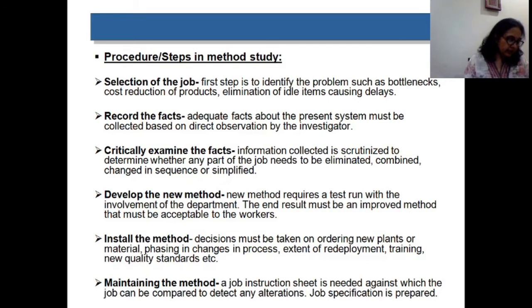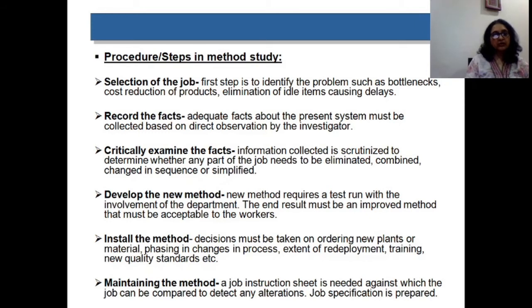And secondly, it's not necessary to choose from these listed problems, but it is advisable that whoever is taking up the method study technique should first do a preliminary survey and then go ahead with the study. Then after identifying the problem, the second is recording the facts. Right? So before discarding the existing method or procedure, the adequate facts about the present system must be collected.